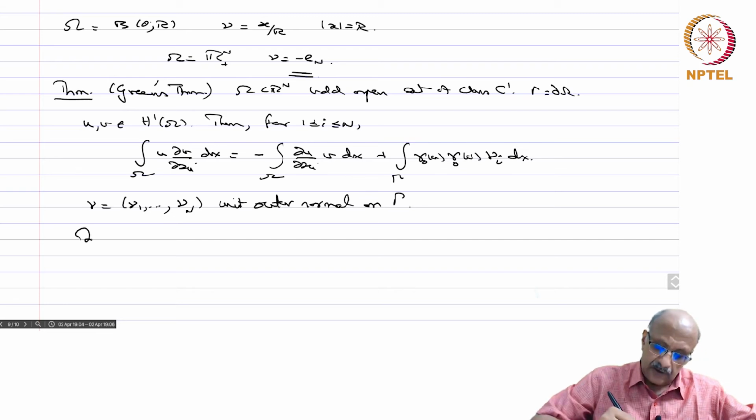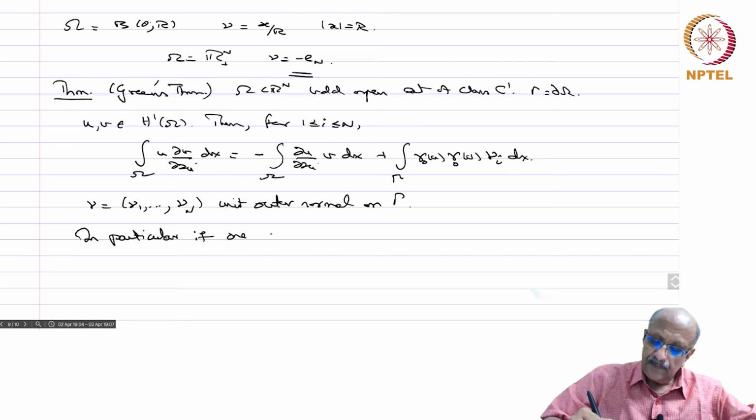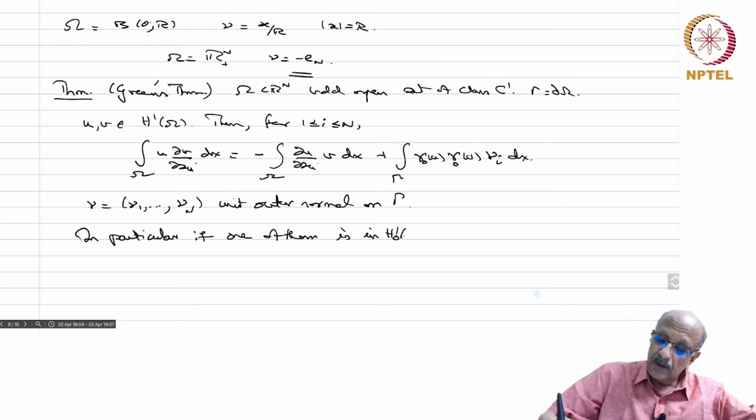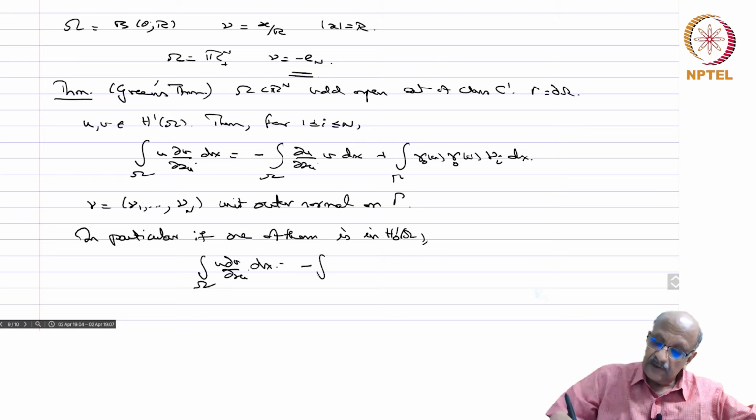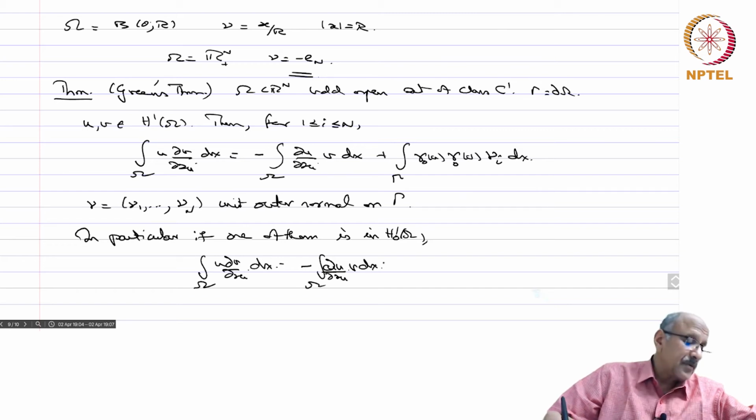In particular, if one of them is in H^1_0 of Omega, then you have the integral over Omega of u dv/dx_i dx equals minus the integral of u_{x_i} v over Omega dx.